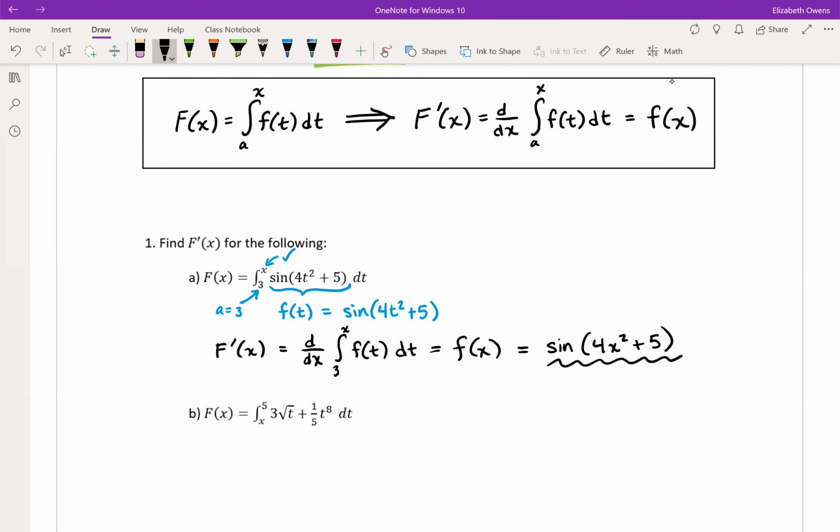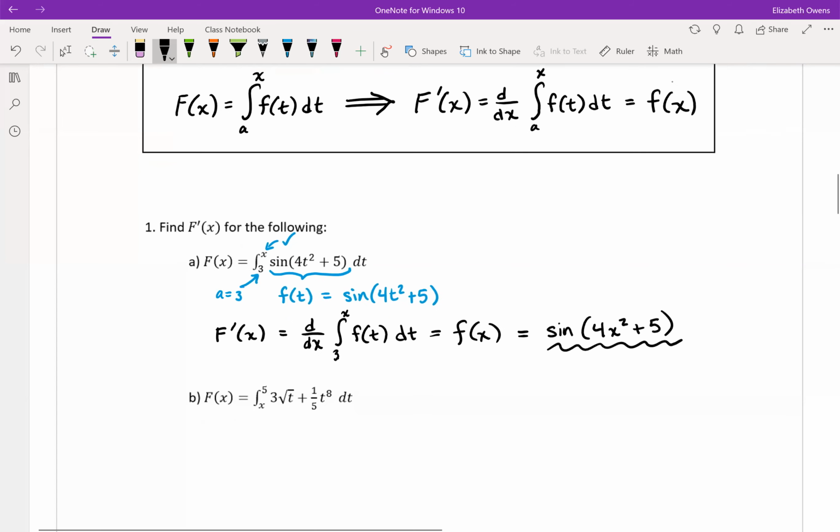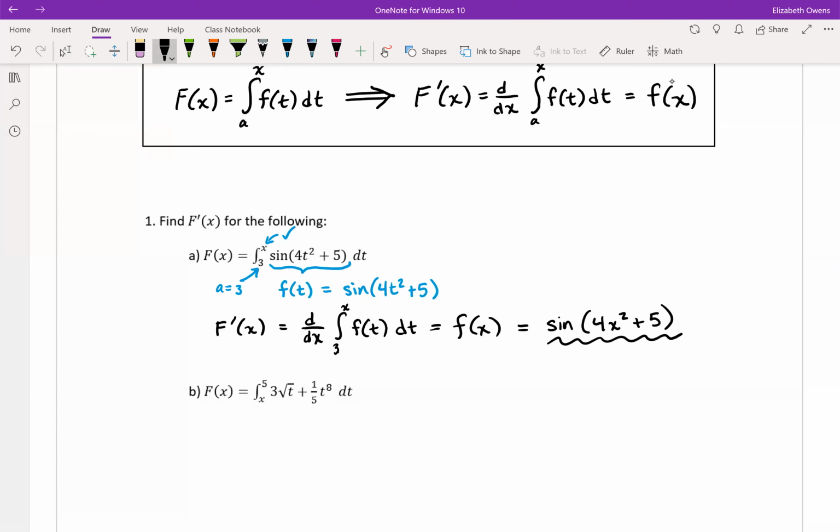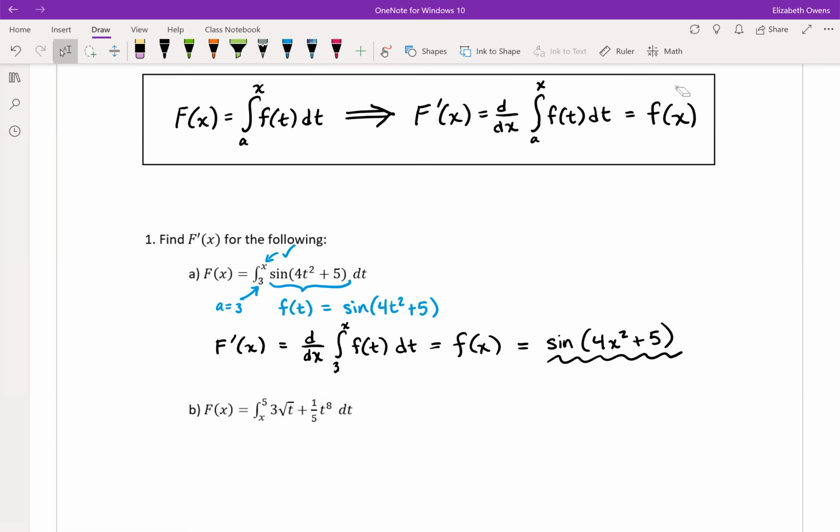All right. Now, it's not always quite that straightforward. If we look at our next example here, we have big F of x equals the integral from x to 5 of 3 square root of t plus 1/5 t to the 8th dt. Okay, so look at this for a sec. Look at our definition box and the previous example and see what's wrong with this picture. What is preventing this from being set up exactly like our area function in the definition box there?